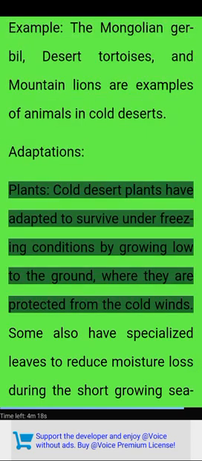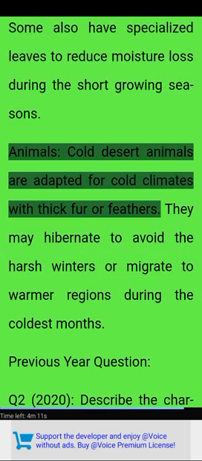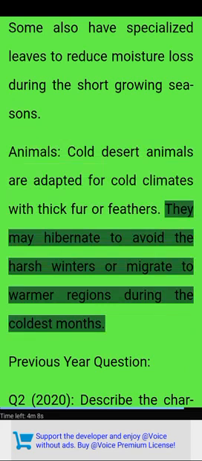Adaptations. Plants. Cold desert plants have adapted to survive under freezing conditions by growing low to the ground, where they are protected from the cold winds. Some also have specialized leaves to reduce moisture loss during the short growing seasons. Animals. Cold desert animals are adapted for cold climates with thick fur or feathers. They may hibernate to avoid the harsh winters or migrate to warmer regions during the coldest months.